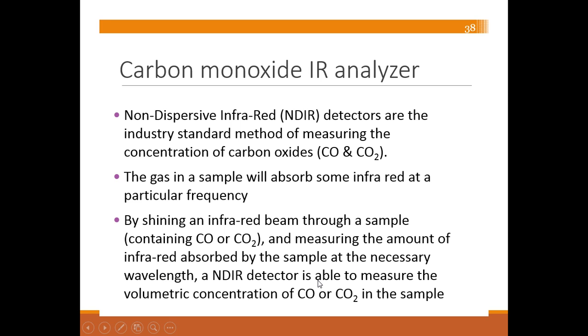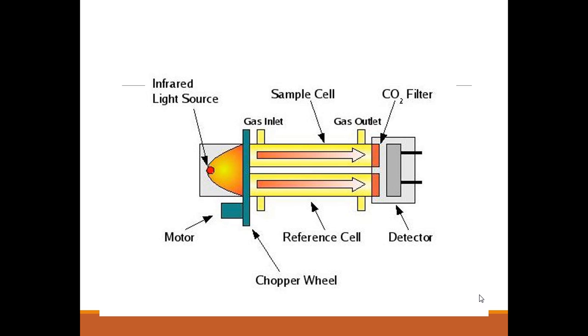This in turn allows you to measure the amount of carbon monoxide or carbon dioxide in your sample. So in this case, your interest is in the amount of infrared light absorbed. And this here is a schematic of what the instrument might look like.